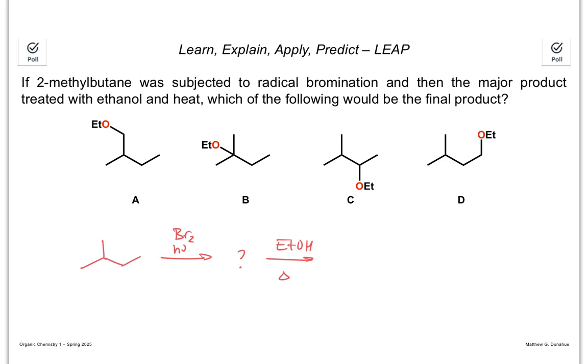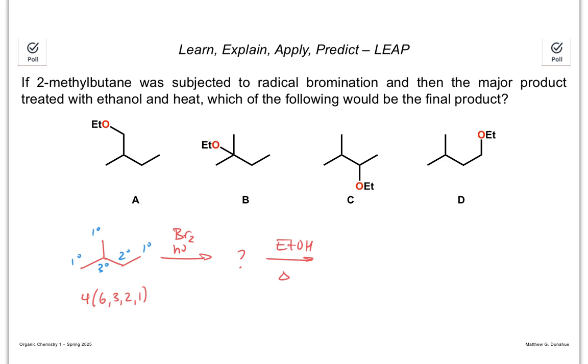We know that 2-methylbutane has 4 unique sets of hydrogen. So these methyls are 1, 2, 3, and 4 unique sets. The ratios are 6 to 3 to 2 to 1. Then in blue, I'll just classify them. So we have primaries, secondary, tertiary.